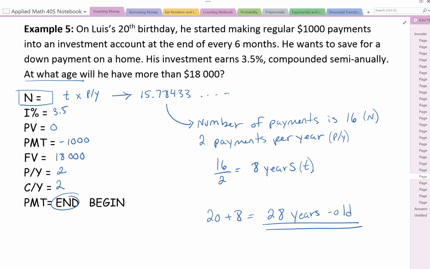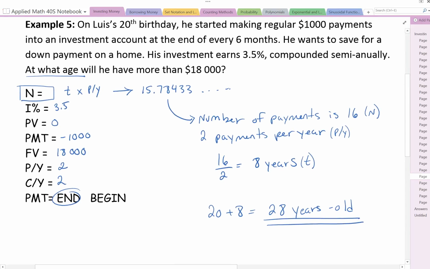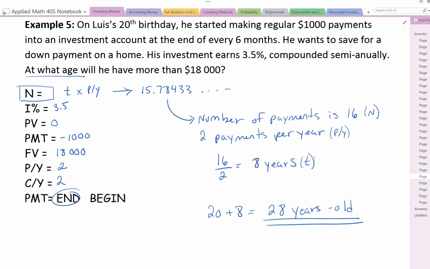That's it for today's lesson. Just keep in mind payment, PMT versus PV, right? Those are quite different in how we use those calculations, and make sure you're reading carefully to see what our keywords are and what we're trying to solve for.